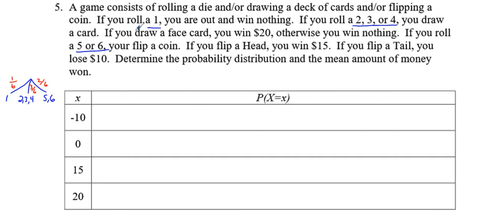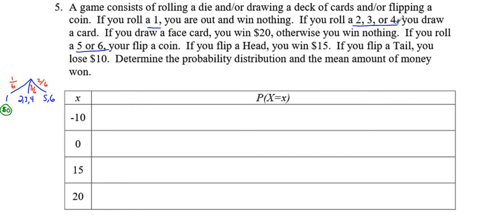So the next thing you're going to do is, if you roll a 1, you're out and you win nothing. So that terminates that branch and you win nothing. When a branch terminates, you're going to write down how much money they win. So that branch, if you roll a 1, you're out and you win nothing.